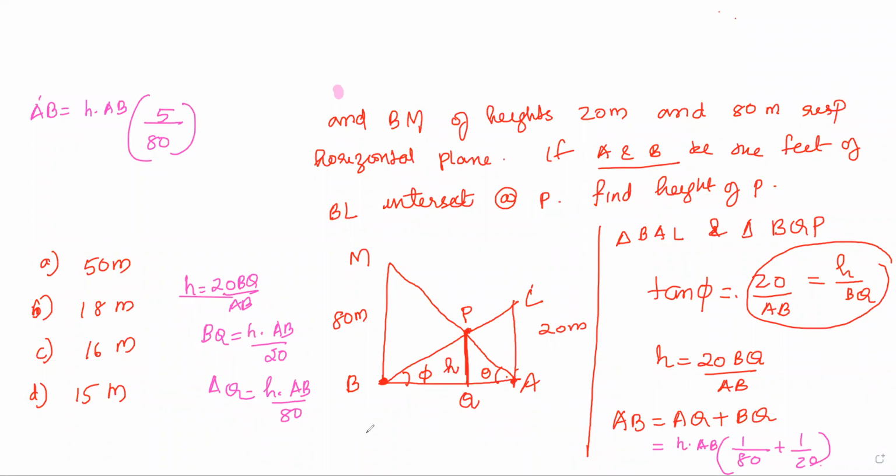So this will become AB is equal to H into AB into 5 by 80, which we have already written here. So AB and AB will get cancelled. So we'll get 80 by 5 is equal to H. So H is equal to 16 meters. Moving on to the next question.